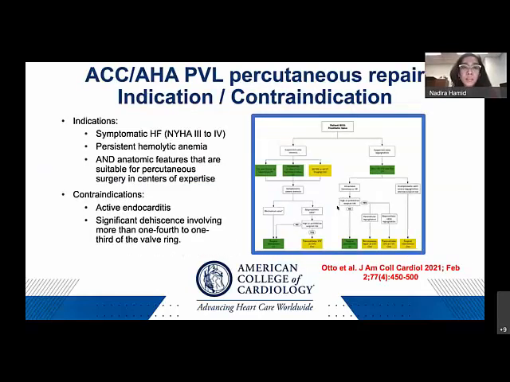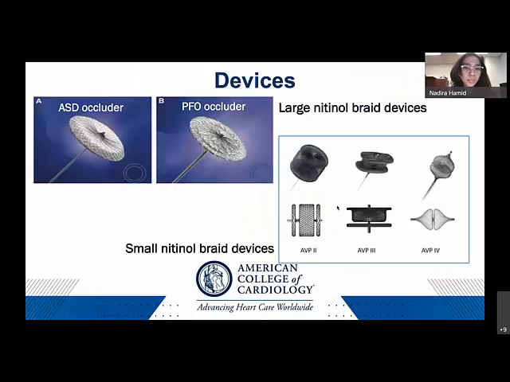In terms of the guidelines with the recent publication, of course, patients who are symptomatic with heart failure in class 3 or class 4 or who have persistent hemolytic anemia would want them to have paravalvular leak closure, and of course in centers of expertise. In terms of devices, you want to use a large or small nitinol braid such as AVP2 or AVP4 devices, as you can see in this diagram.